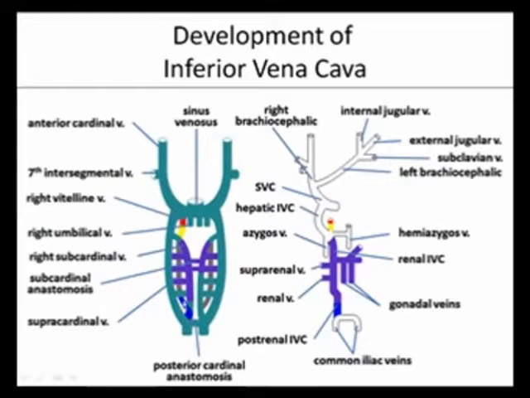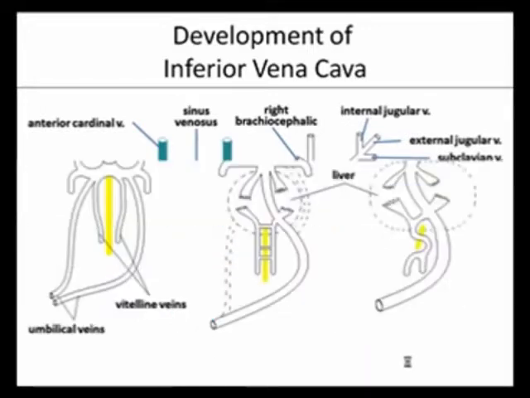So we have three different ideas about how this portion forms, and we can just say that it's the distal supracardinal vein or the posterior cardinal anastomoses that help form this distal portion of the inferior vena cava. In addition, then, the posterior cardinal anastomoses is also going to give rise to the common iliac vein.